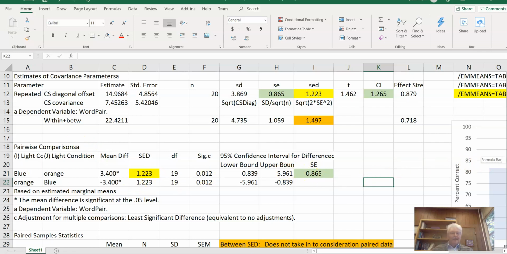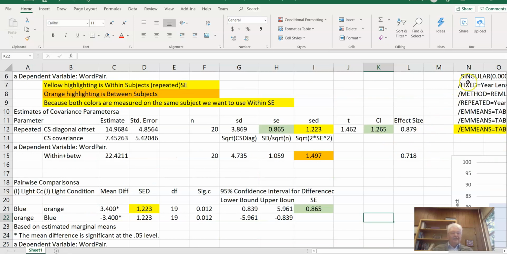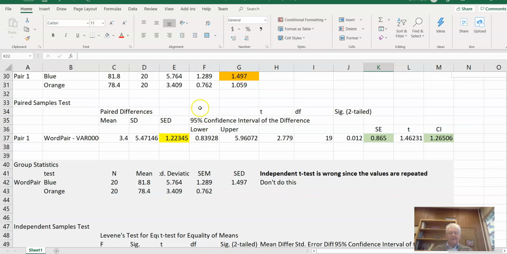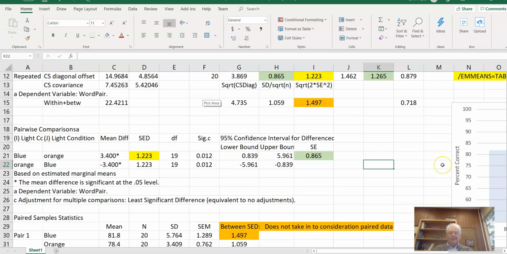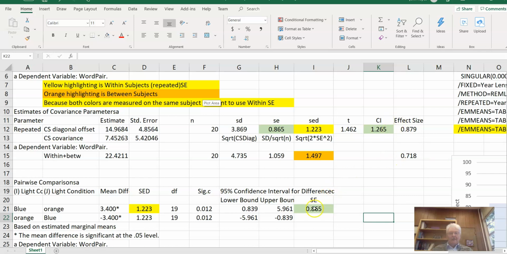But if we have an interaction like lens type and year, which was 2 groups by the other, we have to hack it to get the paired comparisons. And then we can use the standard error that we get from here to compute our confidence interval. So it's the confidence interval either of those 2 ways.